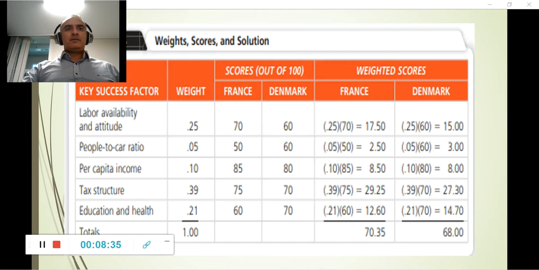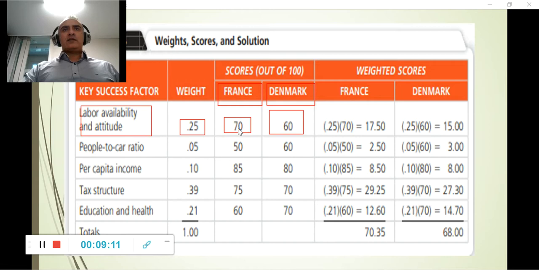So here, for example, we want to set our locations in two different places, in France or in Denmark. We have those two options. So we're going to decide things that are important to open in this location. What's important for me? So for example, labor availability and attitude. This one for me I set at 25% because I want to know how many employees I have in each one of them. Maybe Denmark has fewer people than France, right? So in this case, there's more people in France, so I will give a higher rate, right?